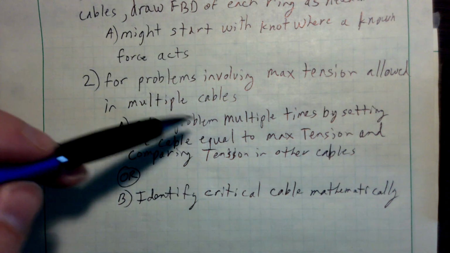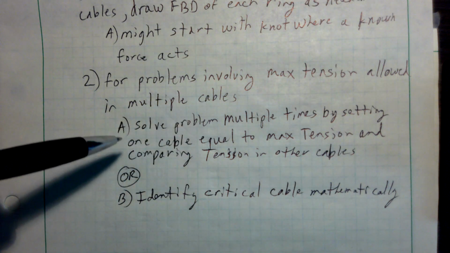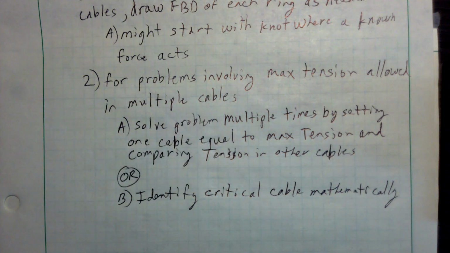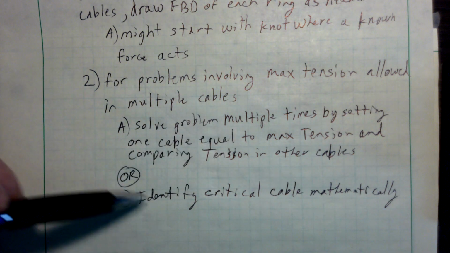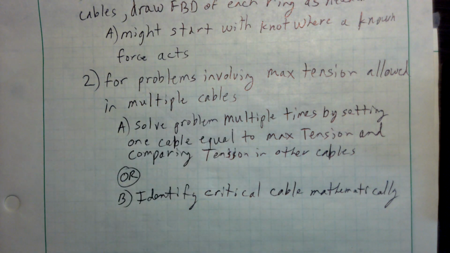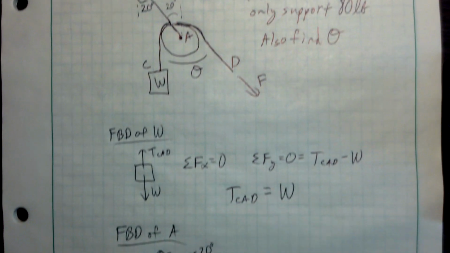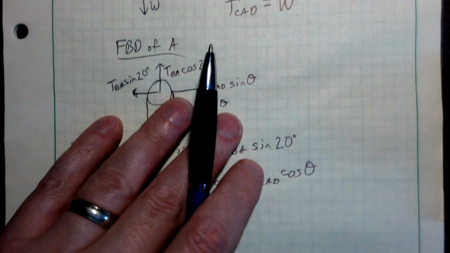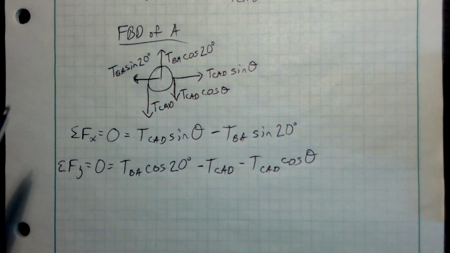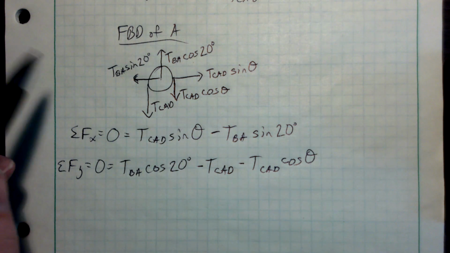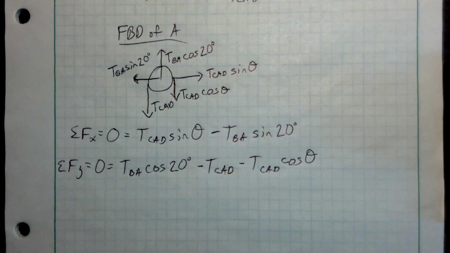Solve the problem multiple times, but set one cable equal to the max tension. Or if you can, figure out which one is the most likely, which one's going to have the most tension in it, and set that one equal to your max and solve. That's a little more challenging. The easier one is probably to just pick one of these and set it equal to the 80 pounds allowed and solve for the tension in the other one and see if we've exceeded that maximum limit.